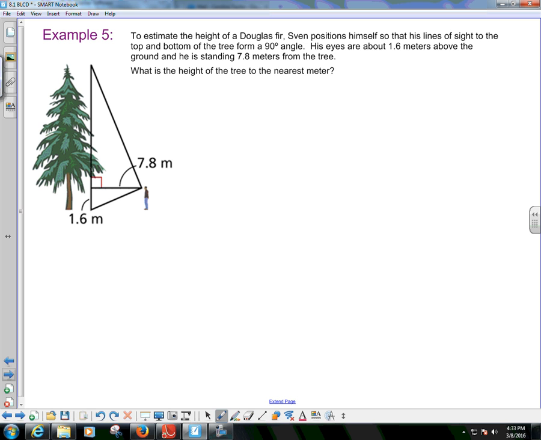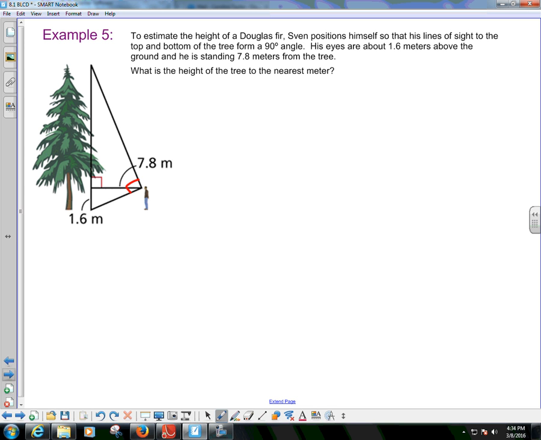All right, we've got to throw a word problem in there. It's not a good blended learning day without a word problem. It says to estimate the height of a Douglas fir, Sven positions himself so that his line of sight to the top and bottom of the tree forms a 90-degree angle. So this angle right here is 90 degrees.